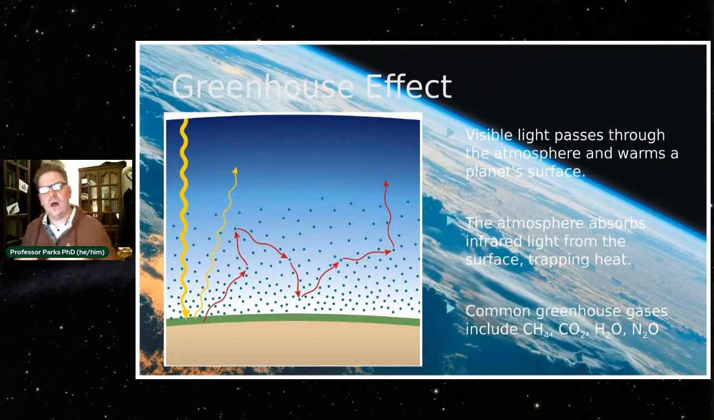So, common greenhouse gases are methane, carbon dioxide, water, and nitrous oxide. Now, real quickly, for the 4 people watching, which of those gases is the most efficient at producing a greenhouse effect? Or no, I take that back. I take that completely back. Which of those gases produces the largest greenhouse effect? I'll wait.